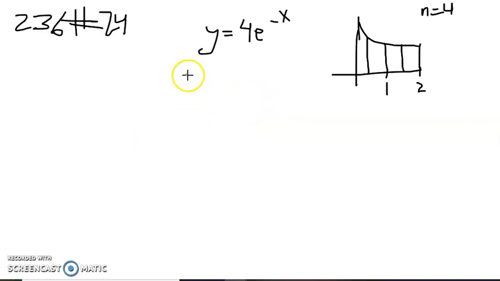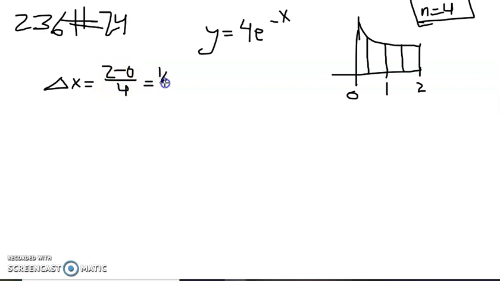Now, unlike my last one, we will not need to actually put this into summation notation because we're only doing 4 boxes, not 100 or even 17. So again, the first step, determine what delta x is equal to, which is, in this case, 2 minus 0 over 4. In other words, 1/2. And you could probably see that from the picture as well. So this is delta x.